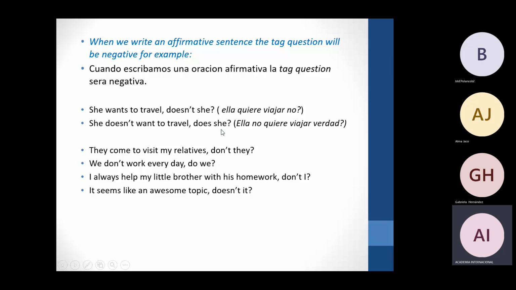Entonces, eso puede ser muy confuso porque cambia, ¿verdad? Incluso con los que no son tercera persona, utilizamos el do. Entonces, ahí es otra que nos podemos confundir. Ahora, can somebody else help me out reading this example? This one that says, they come to visit my relatives. Can you read that one?